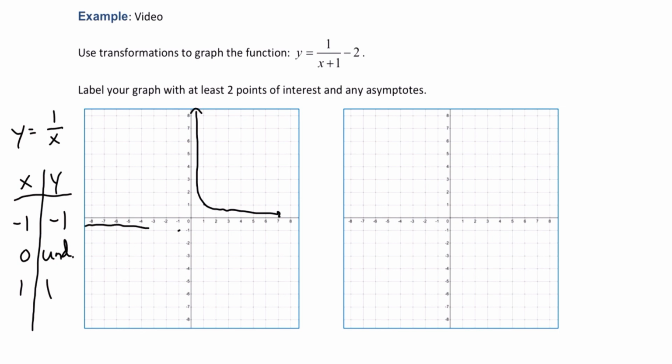So our reciprocal function looks something like this. Recognize that we have some asymptotes there. There's an asymptote at x equals 0. And there's also an asymptote at y equals 0 here.